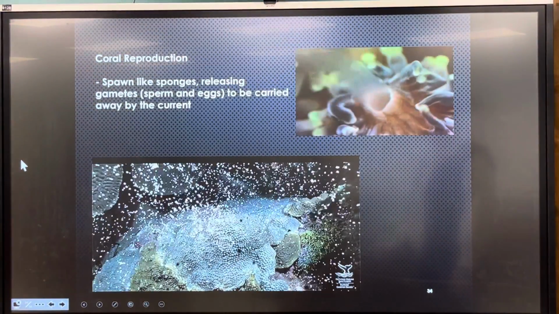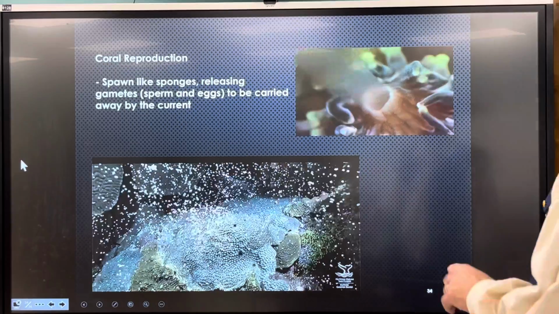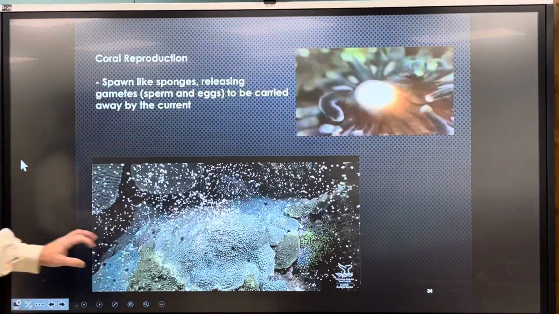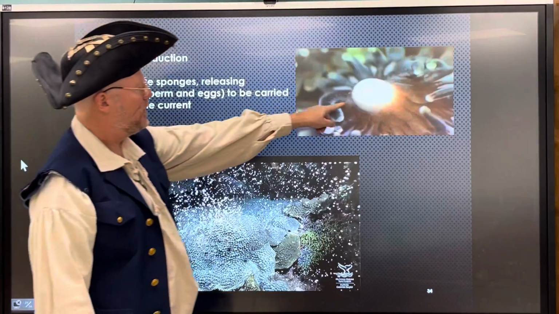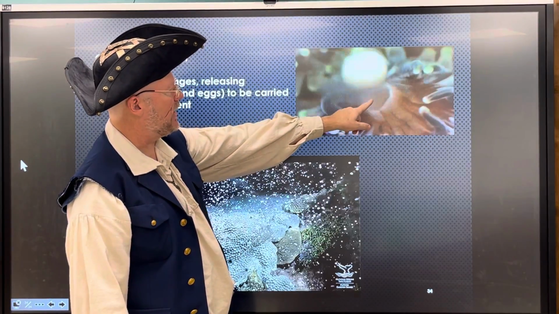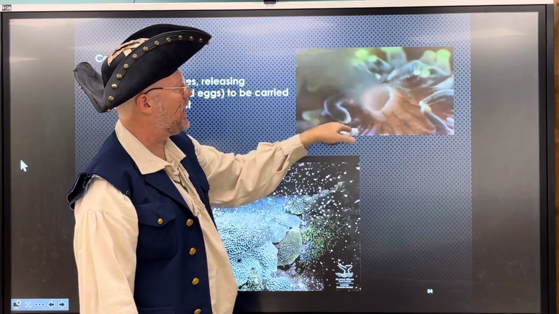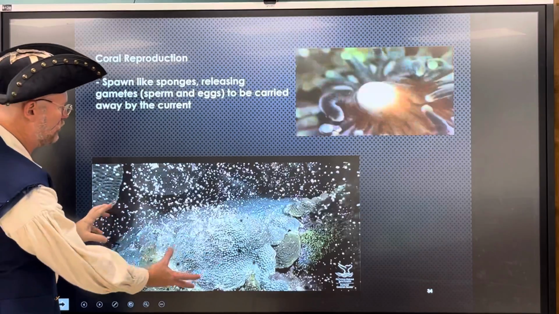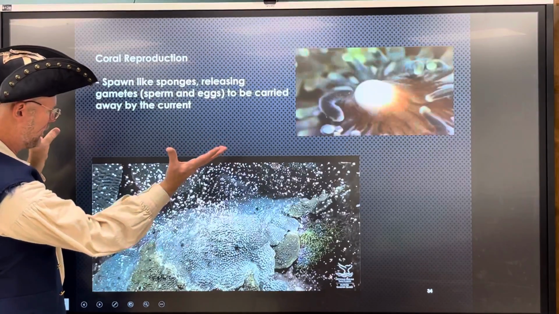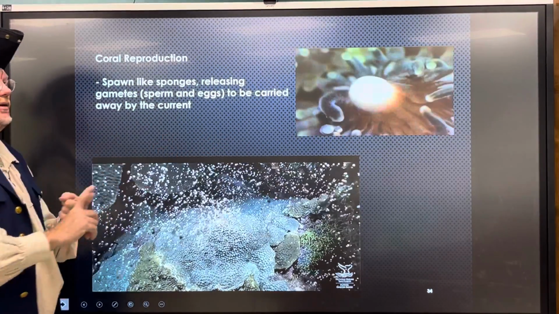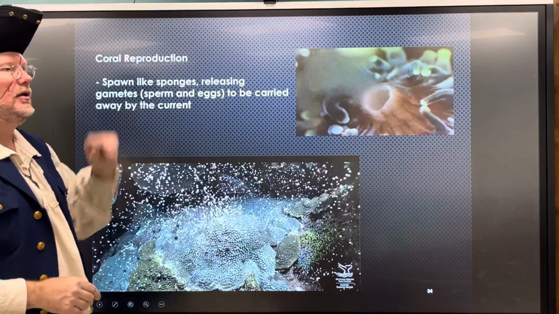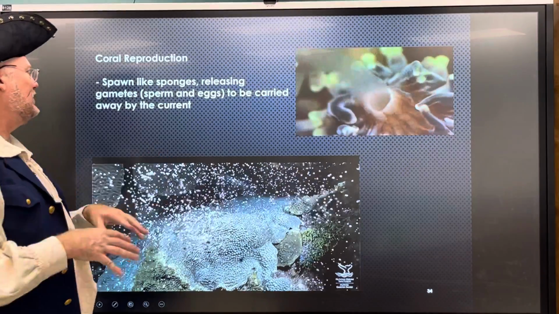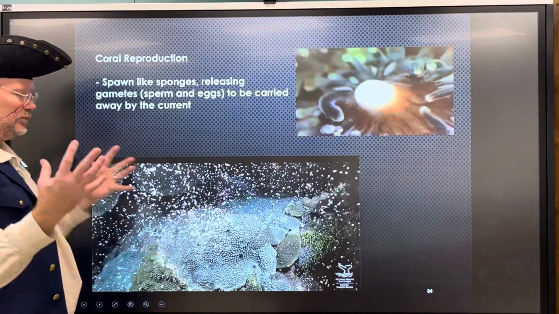Coral reproduction. So they spawn, just like sponges, and they release gametes. So this is actually an egg and sperm coming out from one individual polyp, which is releasing it out. And here is a spawning event where they're all releasing at the same time into the water, because if they didn't release at the same time, then the sperm would get carried away, and then the next day the eggs would come out and the sperm would be gone.